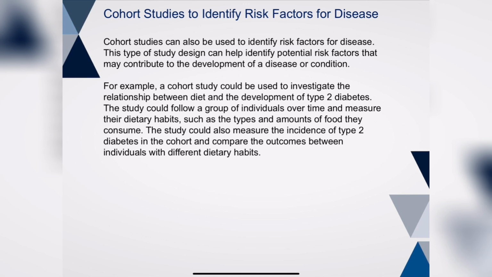of type 2 diabetes. The study could follow a group of individuals over time and measure their dietary habits, such as types and amount of food they consume. The study could also measure the incidence of type 2 diabetes in the cohort and compare the outcomes between the individuals with different dietary habits.